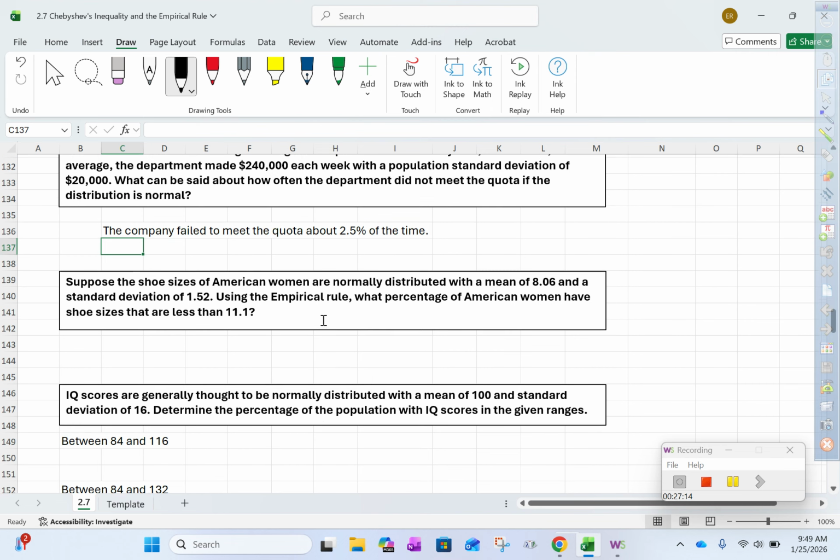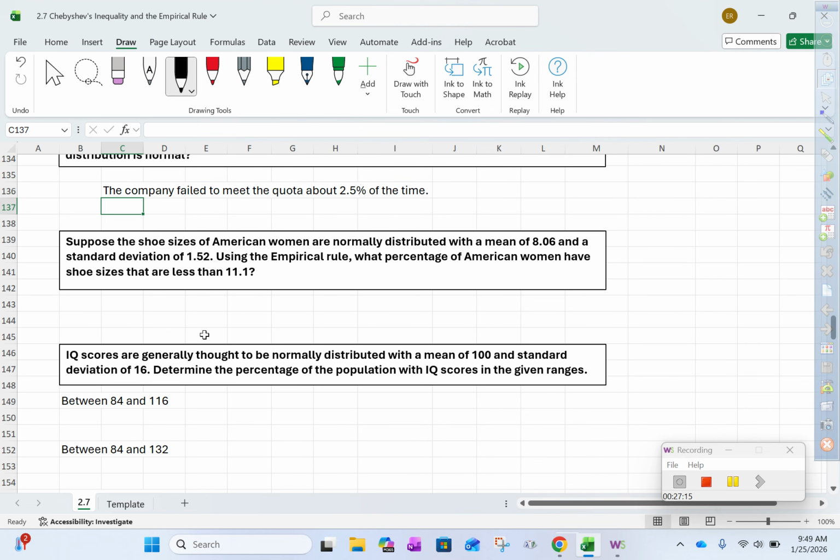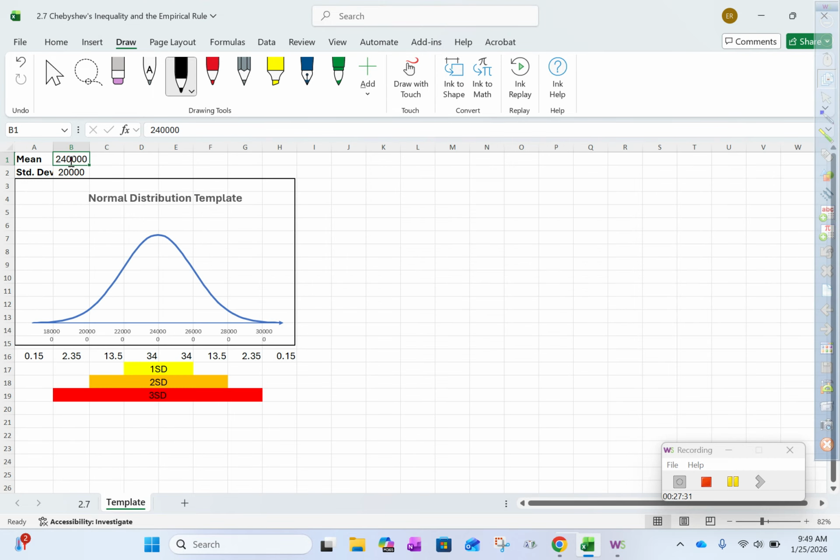We're going to answer some more questions about normal curves. This first one, shoe sizes of American women are normally distributed. They give you a mean of 8.06 and standard deviation of 1.52. So we're going to just change these values here. And that's going to update our bell curve with these numbers. And they're going to ask us a question. So they use the number 11.1. So we're going to do it here.